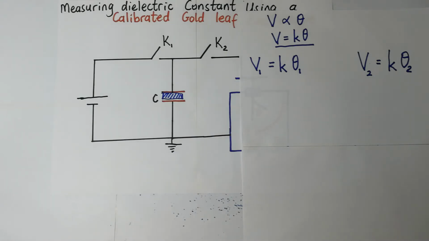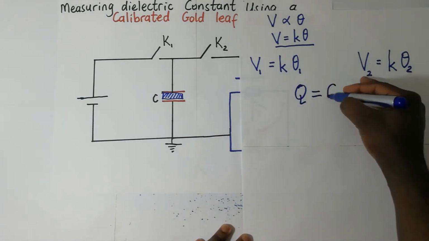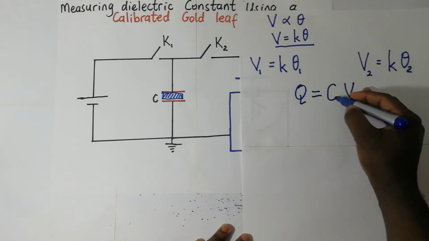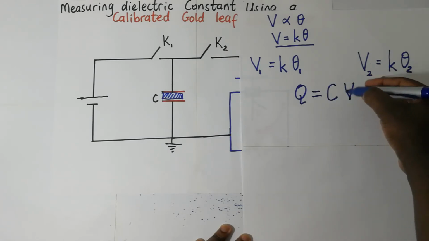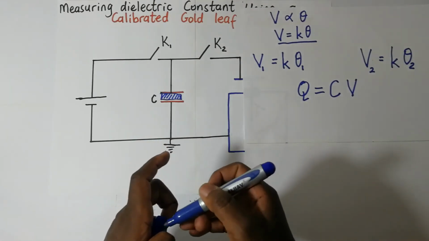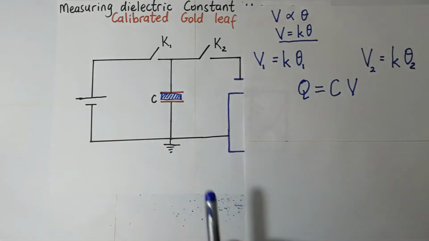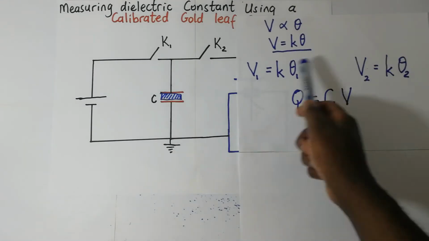So we all know this expression. We know that the charge of a capacitor is given by C times V, C being the capacitance of the capacitor, V being the voltage across that capacitor. Now, when we are carrying out this experiment, the charge between the plates of that capacitor is the same in both cases here.